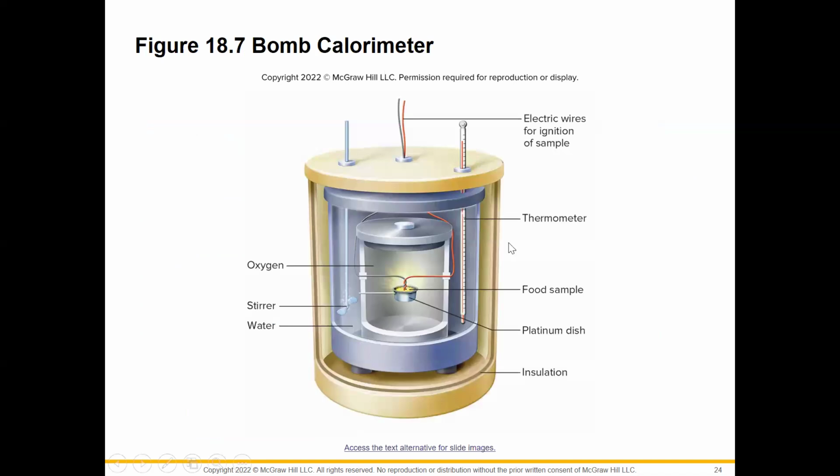The bomb calorimeter is the machine that is used as the gold standard to measure calories in a food. I've never seen one of these. They're used for research purposes, but just know that this is the gold standard of how calories are measured.